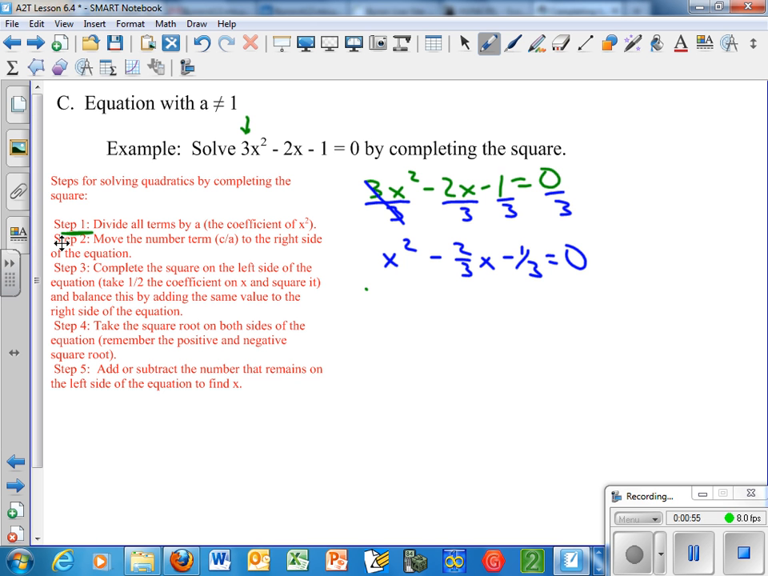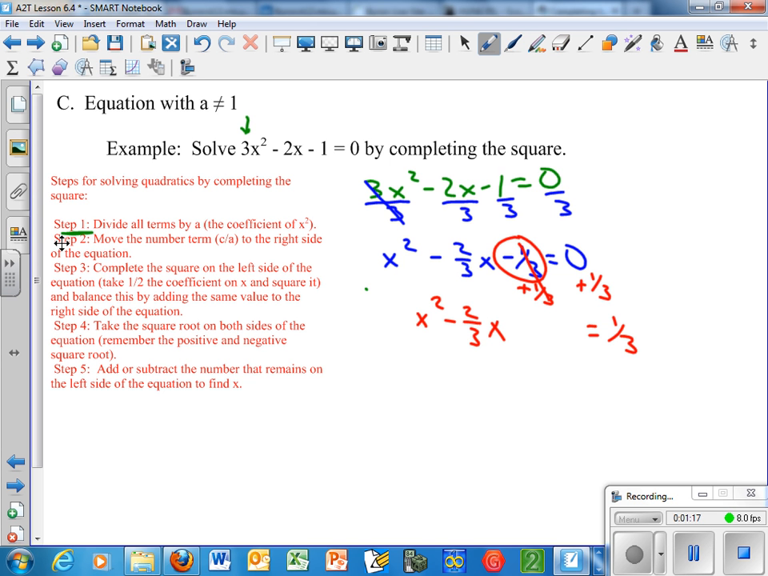Move the number term, so the term that doesn't have x on it, we need to move that to the other side. So I'm actually going to add 1/3. So I have x squared minus 2/3 x, leave a space, is equal to 1/3, because we're going to have to complete the square here.